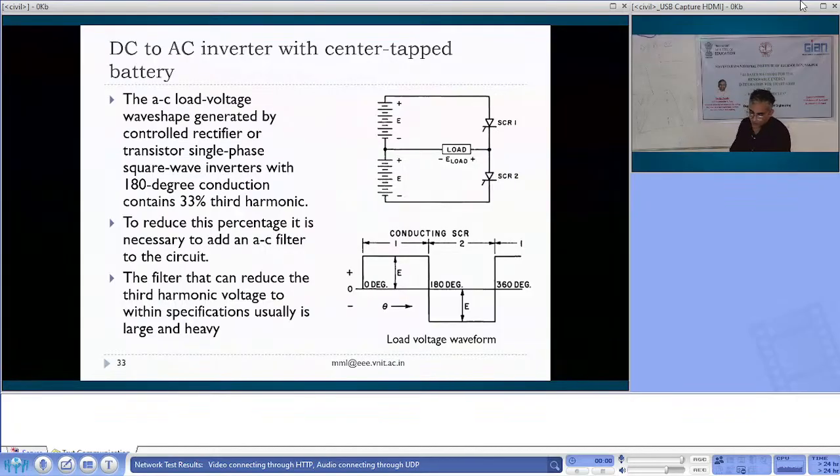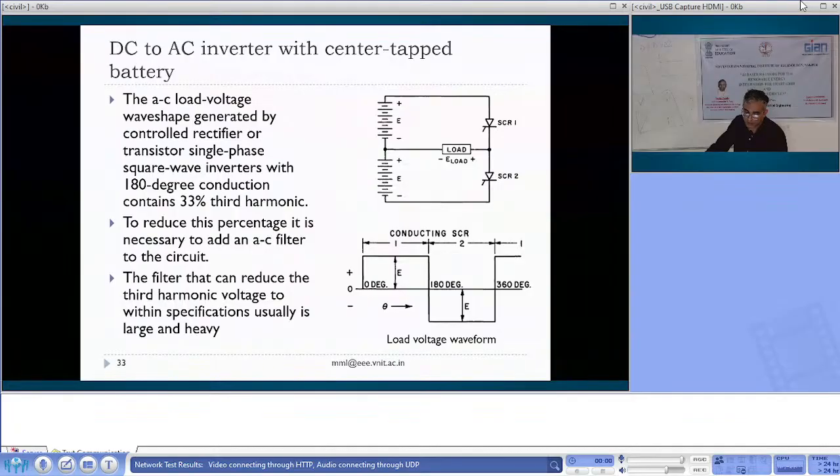So what is a square waveform? It has 33% of the third harmonic. Again, it has an odd symmetry. It has a half wave symmetry. So no multiples of 2 harmonics, no even harmonics. Automatically we have omitted the even harmonics. So what we want to care about are the odd harmonics, the third. It has 33% of the third harmonic.